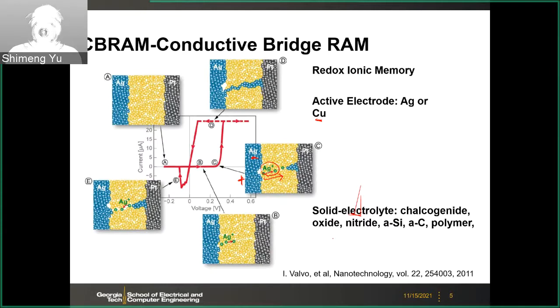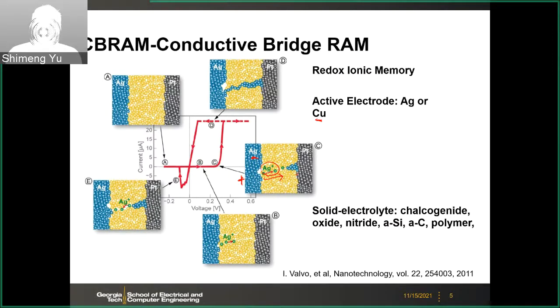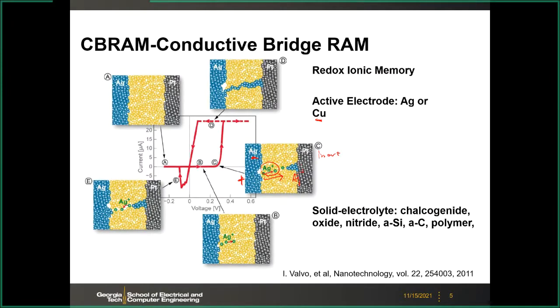And it could be oxide or nitride or even other chalcogenide or even polymers. So basically, this electrolyte will allow the ions to diffuse. And when the silver ion reaches the other electrode, which is typically called the inert electrode, then the ion will be reduced to the atom.